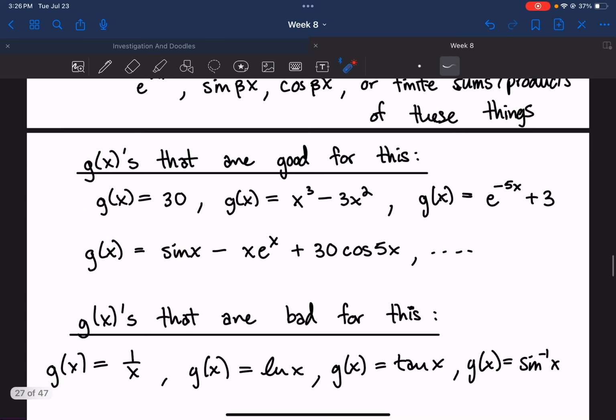Things that are bad: 1 over x, not good. Natural log x, no good. Any other trig functions other than sines and cosines, no good, okay? We need good looking g of x's to do this undetermined coefficients method.